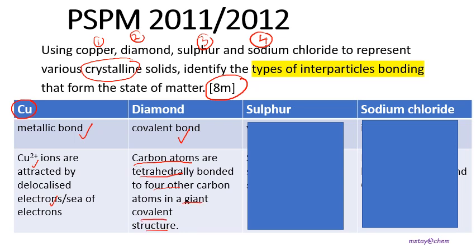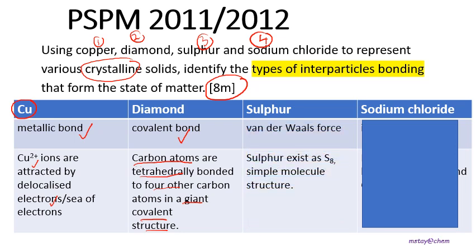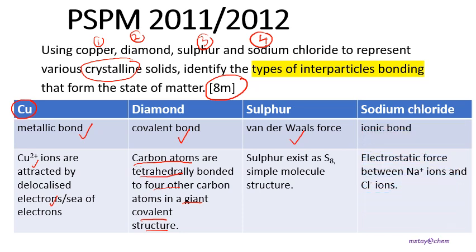Next one is the sulfur. Sulfur is a covalent compound, so the type of intermolecular force is van der Waals force. Sulfur exists as a simple molecular structure. The last type of crystalline solid is the ionic solid, where we know the type of intermolecular force is ionic bond, and the bond is the electrostatic force between the sodium ion and also the chloride ion.